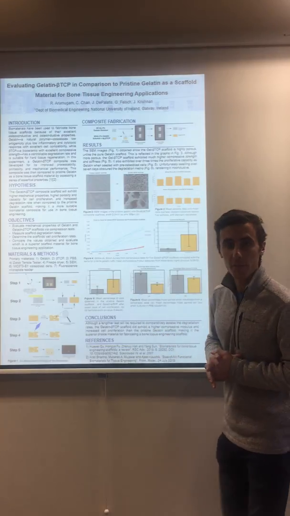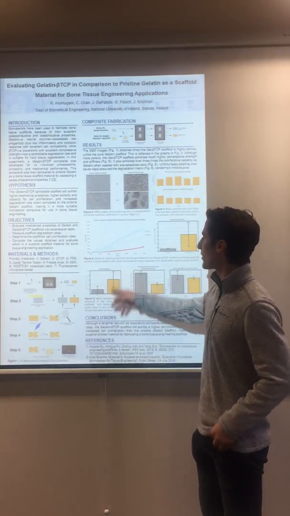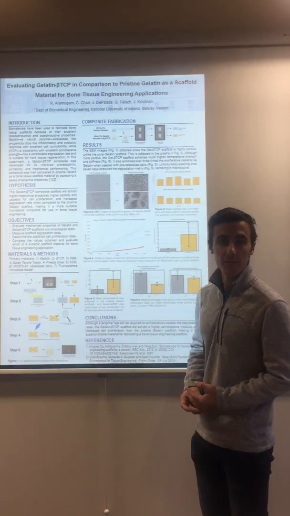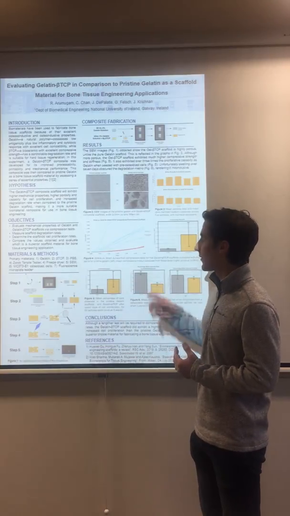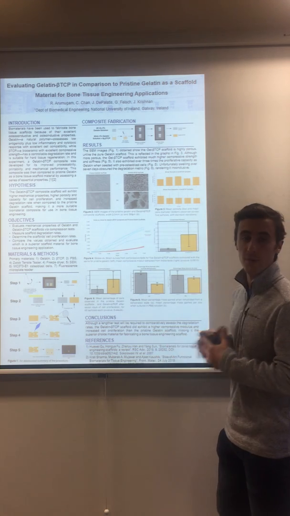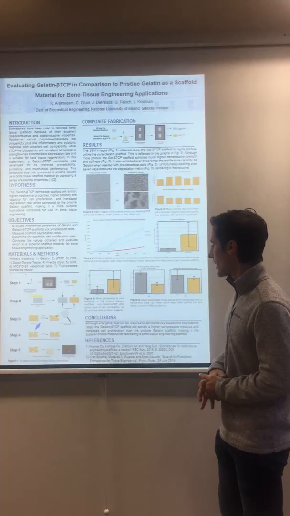After that, pre-osteoblast cells were seeded onto the scaffold, and cell proliferation was observed after 7 days. It was observed that the composite scaffold had 6 times the number of cells, whereas the gelatin scaffold had just 2 times. So that's a 3 times difference in favor of the composite.